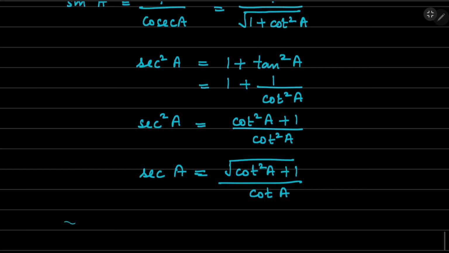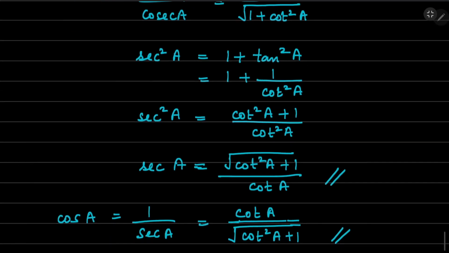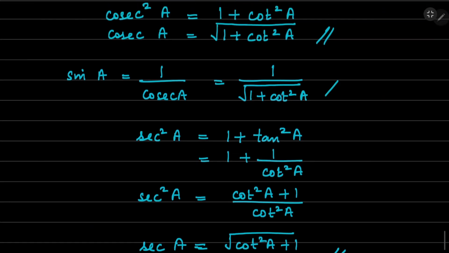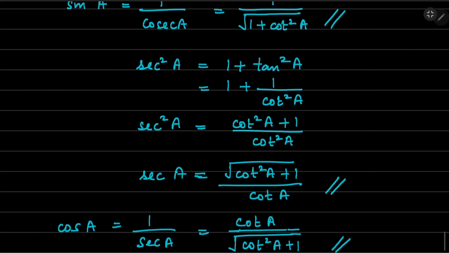Now cos. So what is cos? Cos A is equal to 1 over secant A. So it's just a reciprocal. So write cot A in the numerator and root of cot square A plus 1 in the denominator. So you have expressed all of these in terms of cot: secant A in terms of cot A, cos in terms of cot, sine in terms of cot, and cosecant in terms of cot. Right? Using the identities that you already know.